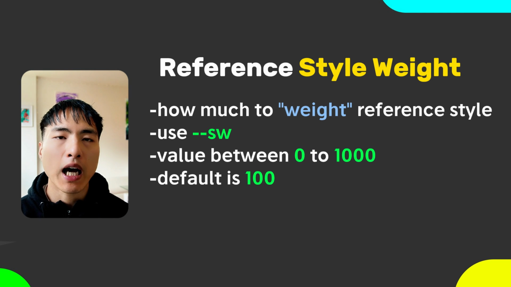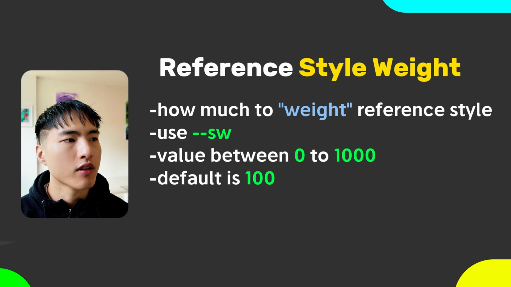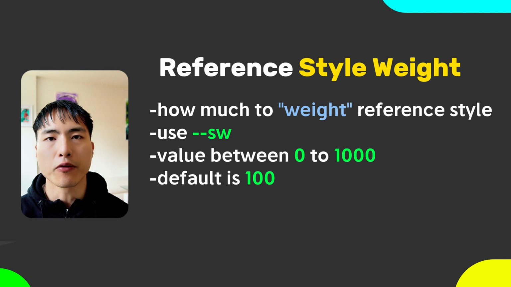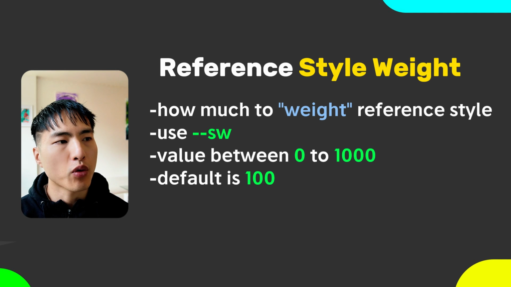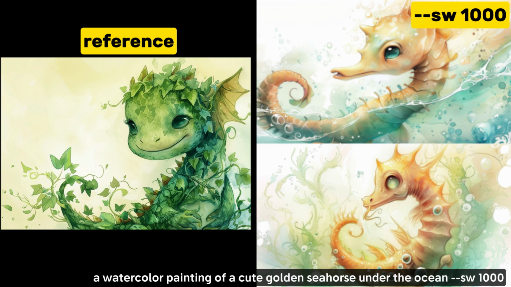You can turn up how much to weigh the reference style by using the --sw parameter. This holds a value between 0 to 1000, with 100 being the default. If we turn the style weight all the way up to 1000 when generating our seahorses, you'll notice that the tail of the seahorse follows the shape of the original image a bit closer.